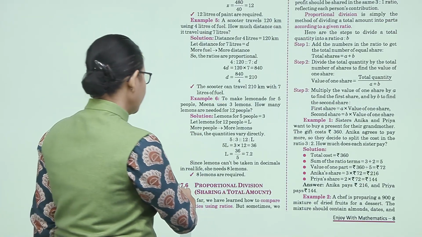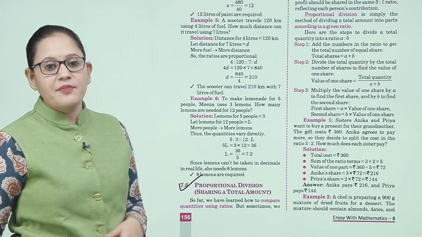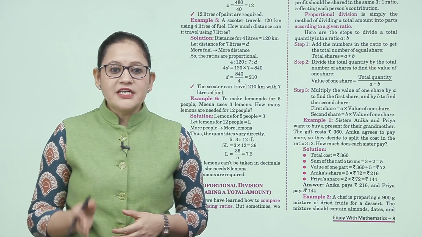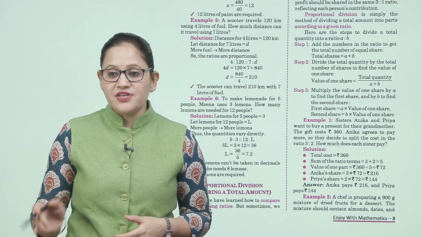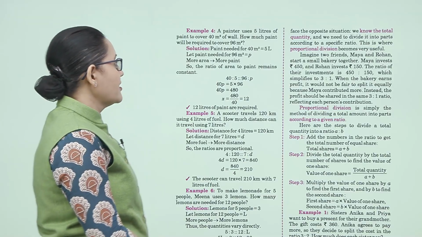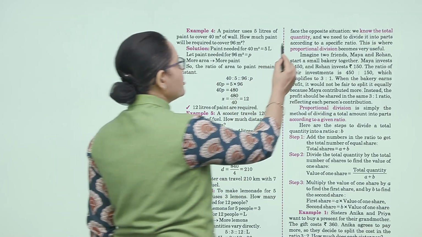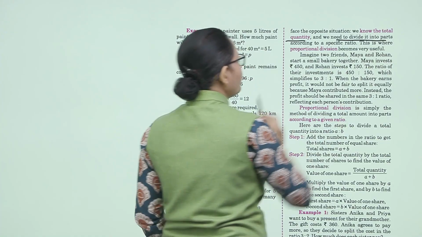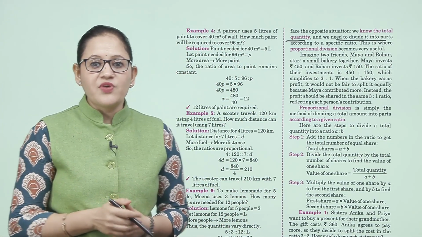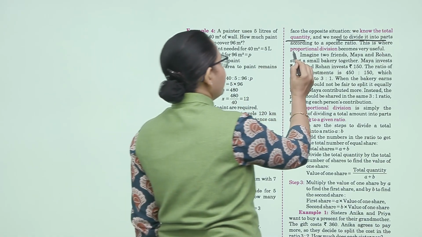Next is proportional division, sharing of a total amount. So far we have learned how to compare quantities using ratio, but sometimes we face the opposite situation. We know the total quantity. We need to divide it into parts according to a specific ratio. This is where proportional division becomes very useful.